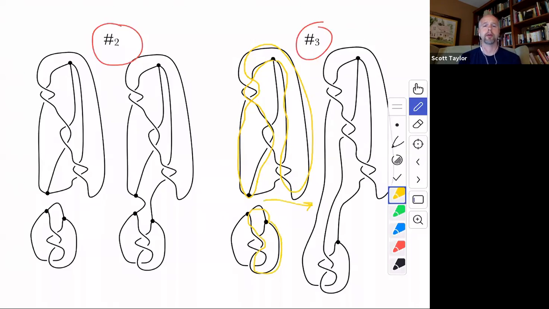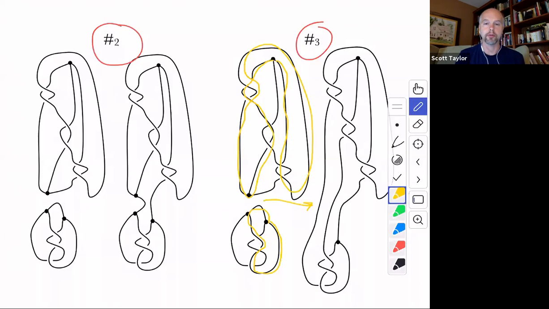Also, if we take one cycle and pass to the double branch cover, the other arc lifts to a knot in that double branch cover, and the trivalent vertex sum corresponds to a connected sum on those knots as well. So there are lots of reasons to think that in general, trivalent vertex sum should behave very similarly to connected sum.